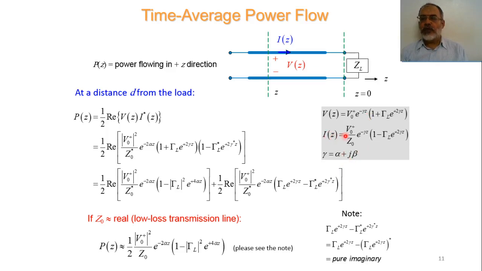After replacing gamma by alpha plus j beta, we are going to take the conjugate of the current. So the conjugate of the current in this case would be V naught plus conjugate over Z naught conjugate, multiplied by e to the power minus gamma conjugate Z, multiplied by 1 minus gamma L conjugate multiplied by e to the power 2 gamma conjugate Z. So everything in the I would be conjugate.